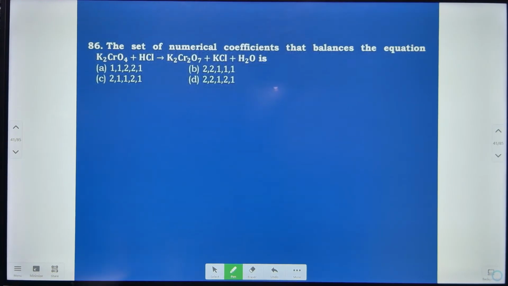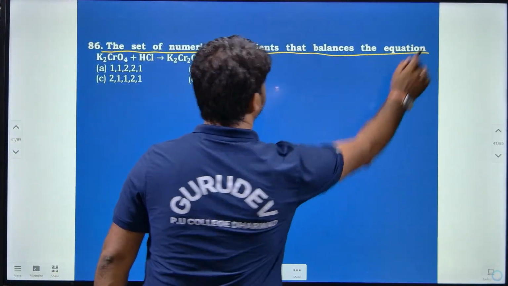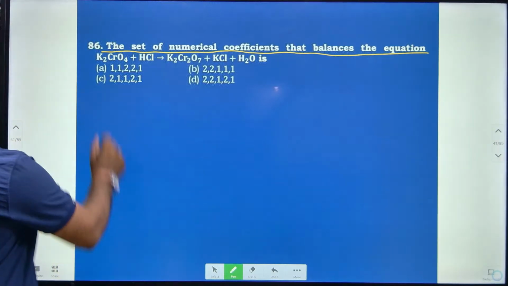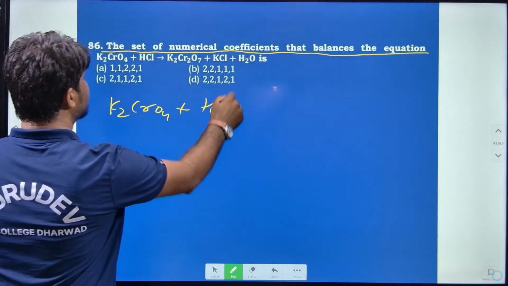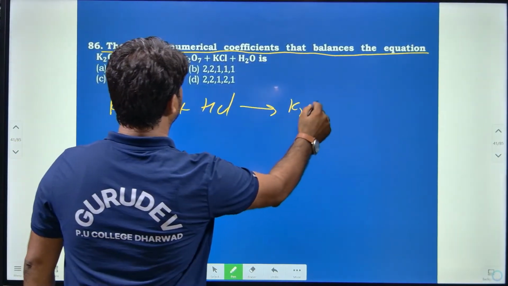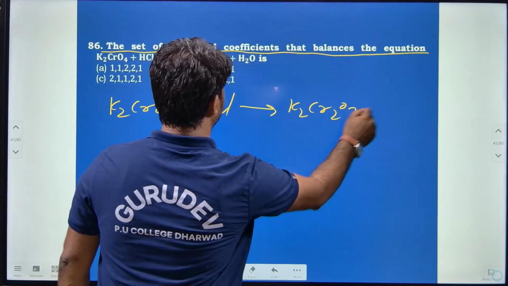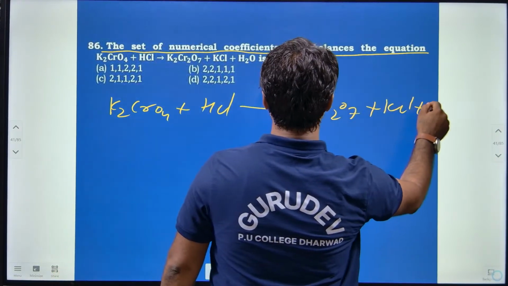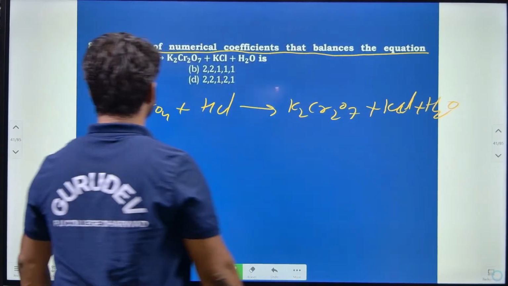Go to question number 86. The set of numerical coefficients that balance the equation. When K2CrO4 reacts with HCl, it gives K2Cr2O7 with KCl and H2O. So we need to balance the reaction.